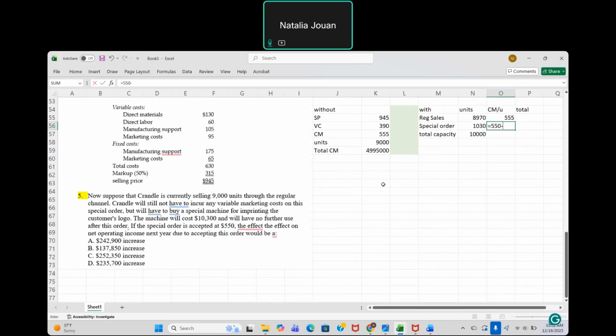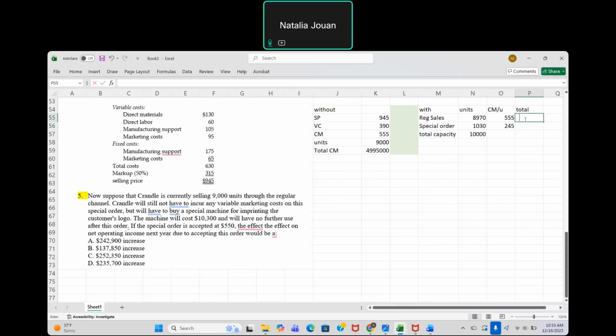We can use the numbers from case number 2. We had the 130 minus the 60 minus the 105 minus 10. The 10 is the avoidable fixed cost that we computed in case number 2. So this is your sales price in the special order minus all the relevant cost. You get a contribution margin of 245.